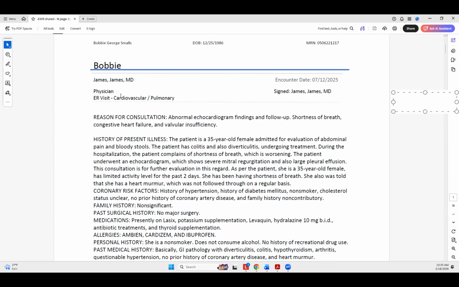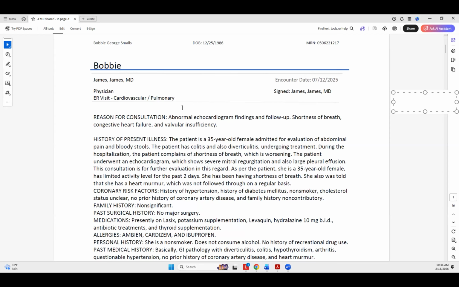Now, is an ER visit an inpatient or outpatient setting? We know that an ER visit is an outpatient setting as long as the patient does not get admitted. Remember that. An ER visit is an outpatient setting as long as the patient does not become an inpatient. All right, so let's look at page 1.